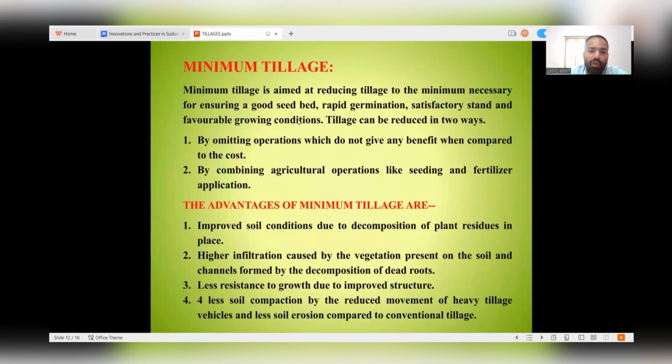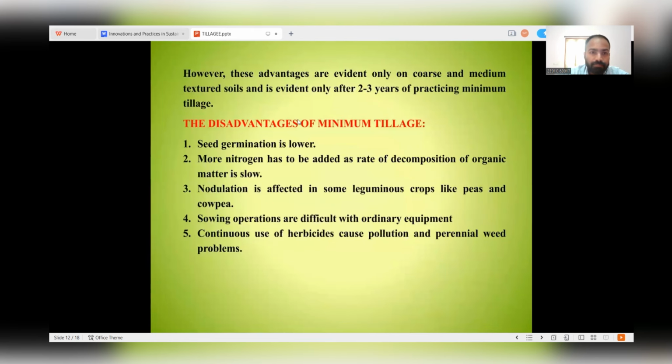Then less soil compaction by reduced movement of heavy tillage vehicles, and less soil erosion compared to conventional tillage. Means we are not doing many operations, so there will be less movement of heavy machinery onto the field. So it will not compact the soil. Less compaction will result in good aeration and soil moisture movement. Moving on to the next.